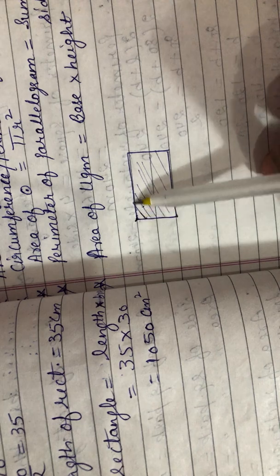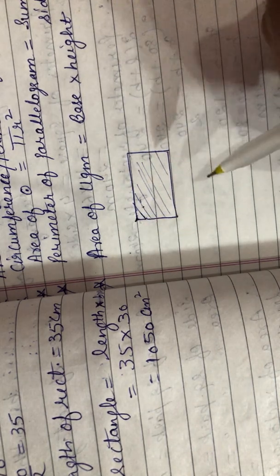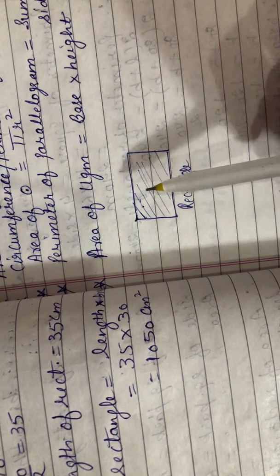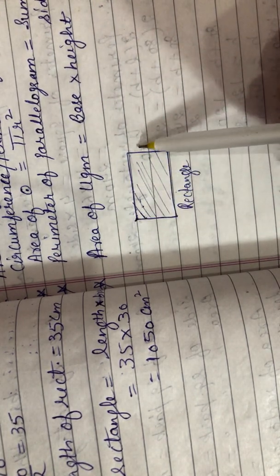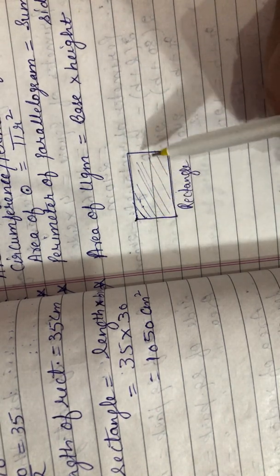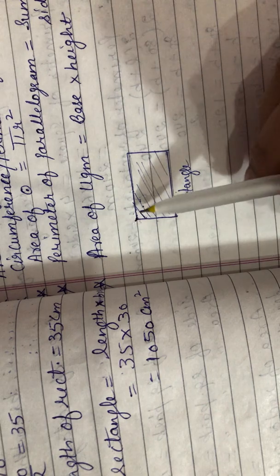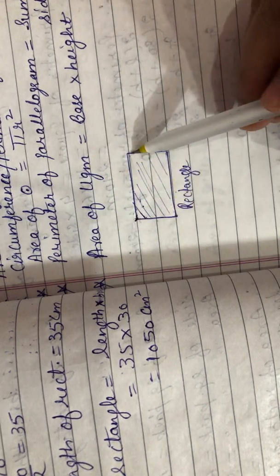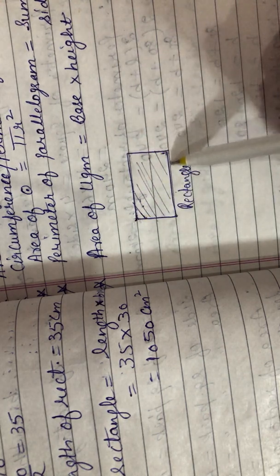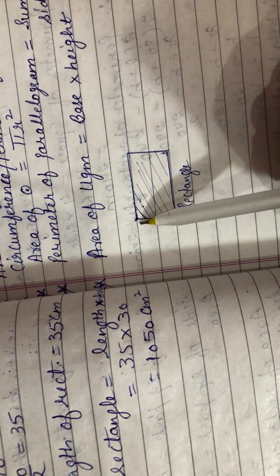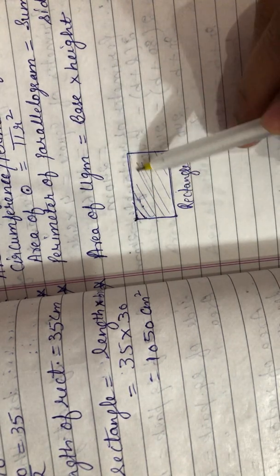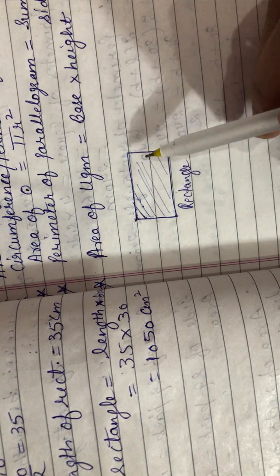If I take an example, this is a rectangle. As you can see, a rectangle is a closed four-sided figure having opposite sides equal. So this is length L, this is also L, this is breadth, this is also breadth. So what is perimeter? Perimeter is the distance around its boundary. The length of this boundary is called perimeter. And what is area? The region covered by this closed figure is called its area.